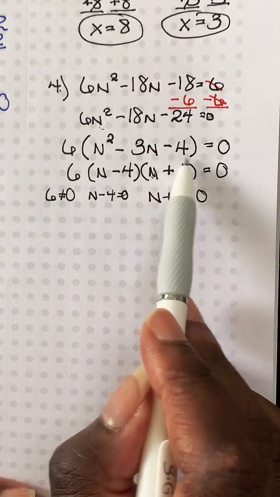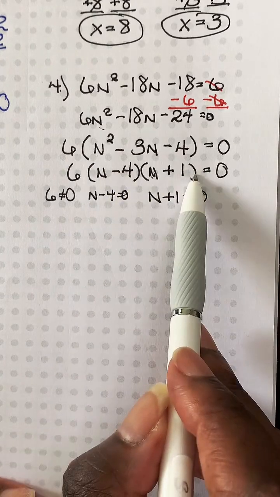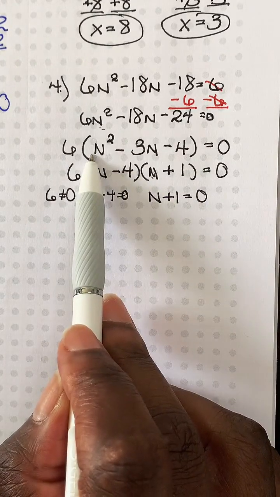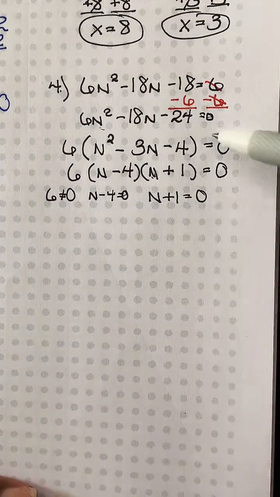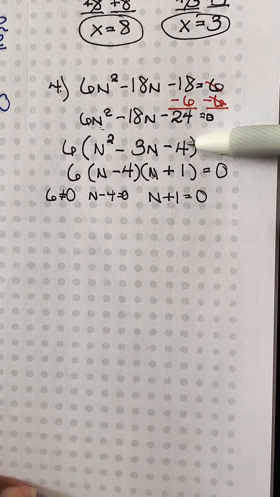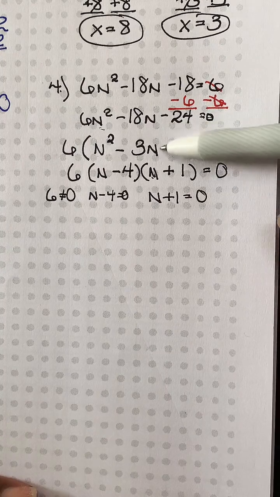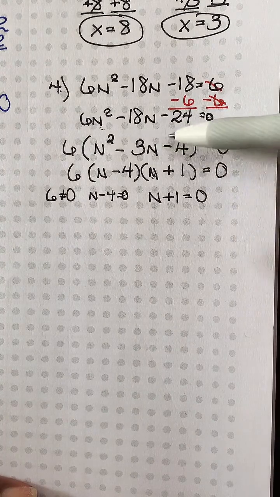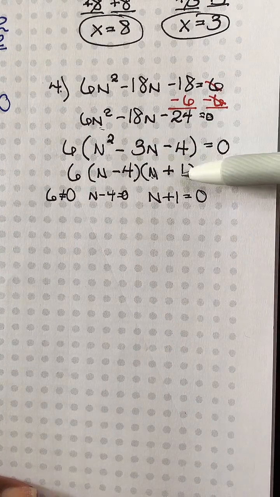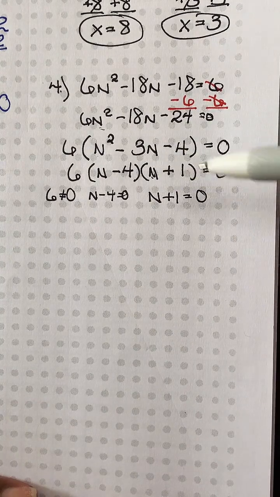So then I'm looking inside the parentheses just to see what I can break down. Since my leading coefficient is 1, I split the ends. And then I take what two numbers multiplied together will give me a -4 and add together to give me a -3. So it's going to be a -4 and a +3.